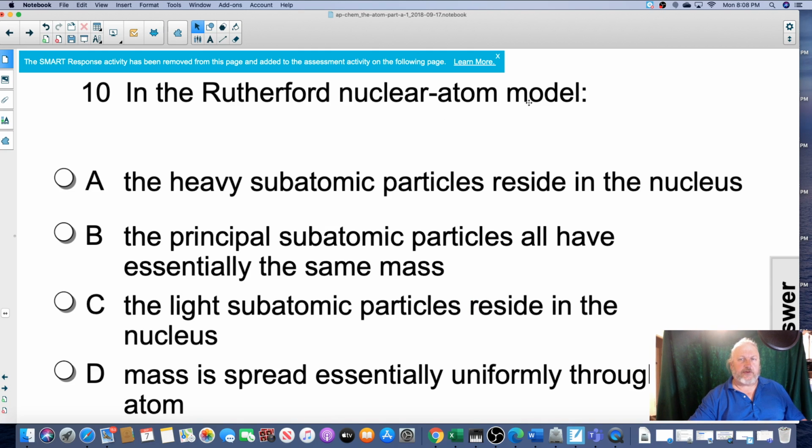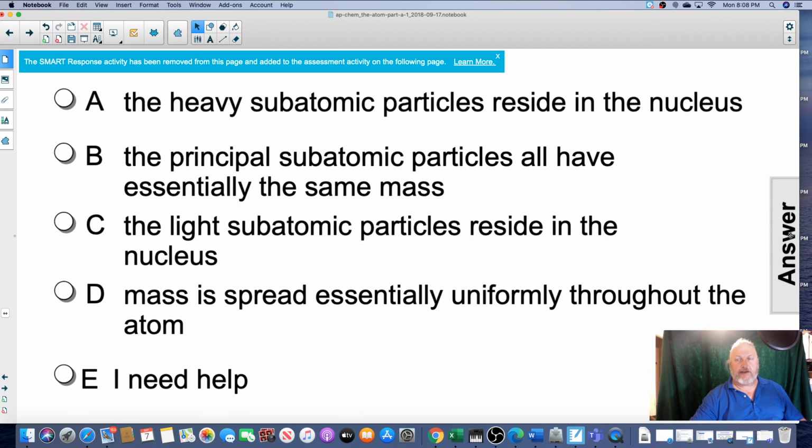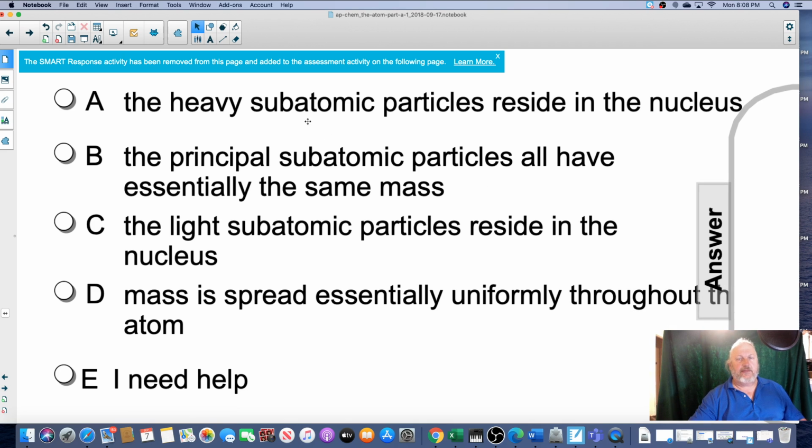In the Rutherford nuclear atom model, the heavy subatomic particles reside in the nucleus. The principal subatomic particles all have essentially the same mass. The light subatomic particles reside in the nucleus. Mass is spread essentially uniformly across the atom. Let's see. A, the heavy, the protons, subatomic particles reside in the nucleus.